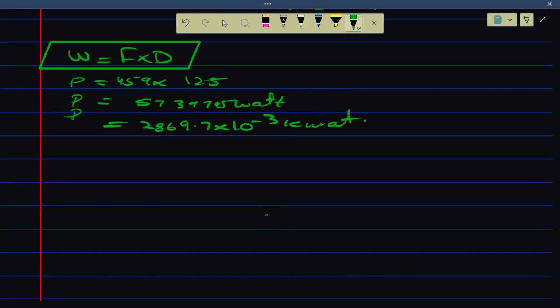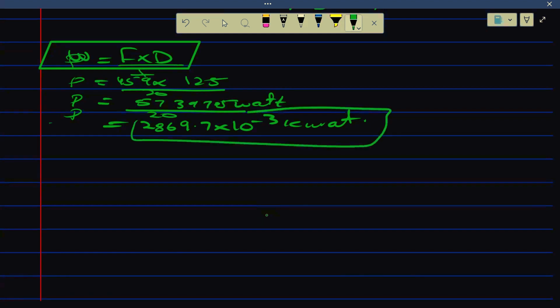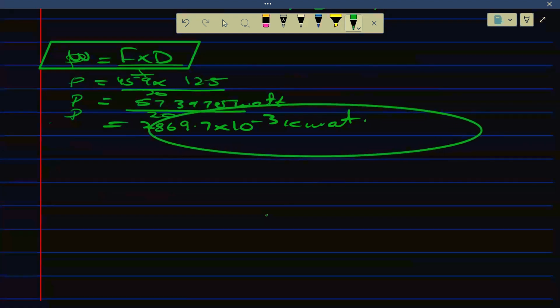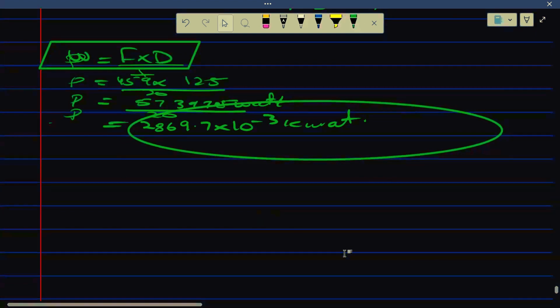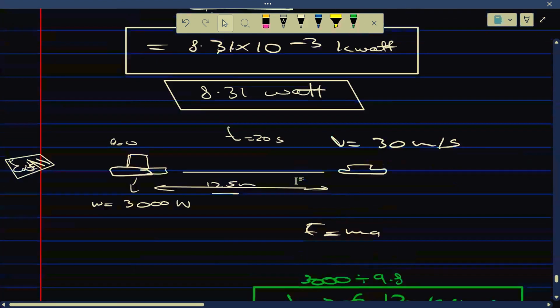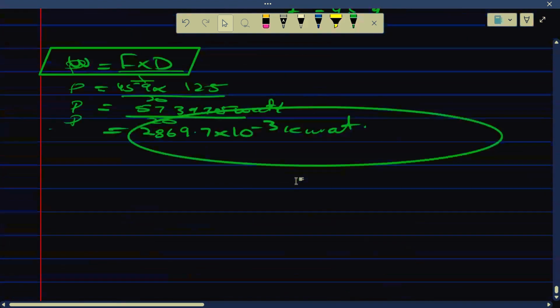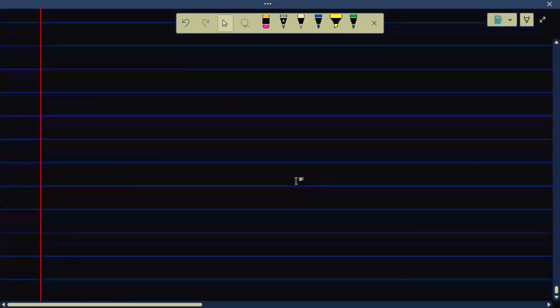Oh, I forgot to divide by the time, 20, because that is the formula for power. So after this is the answer. I hope you guys understood this question. Okay, so this is how we find the power in this question. So we are done with the second example.